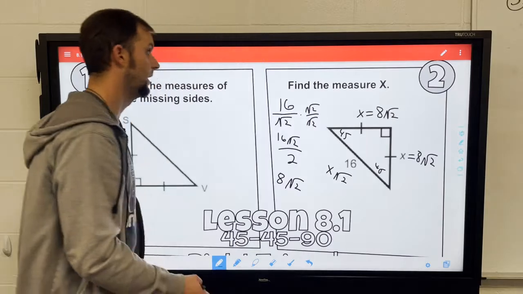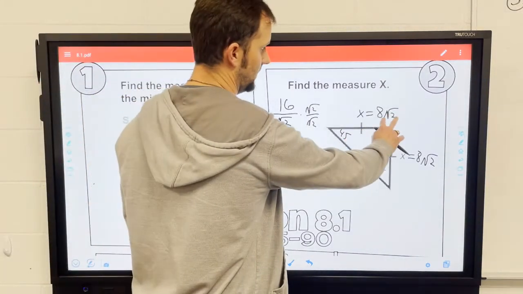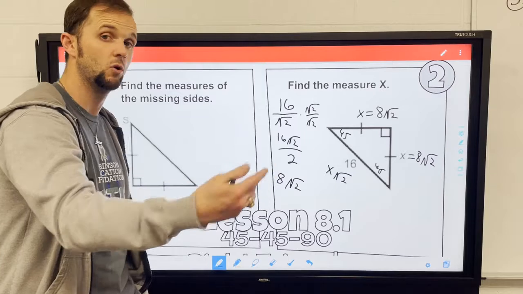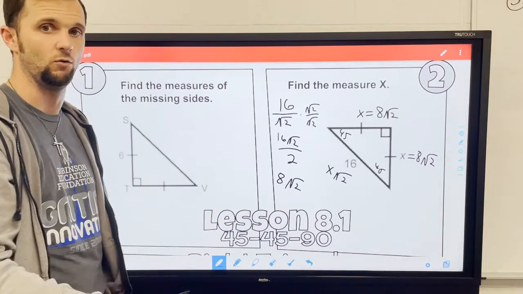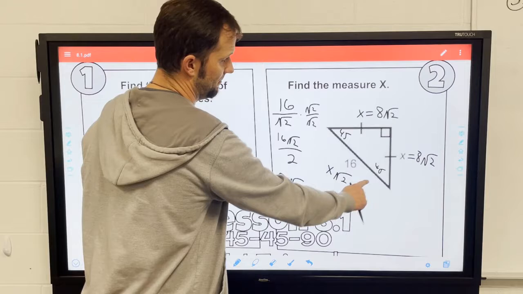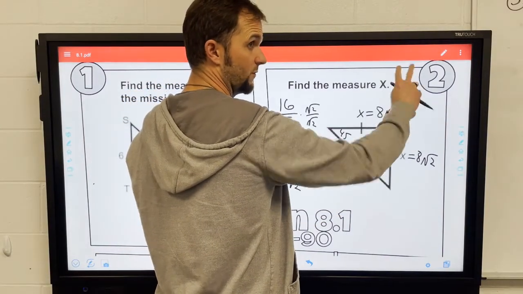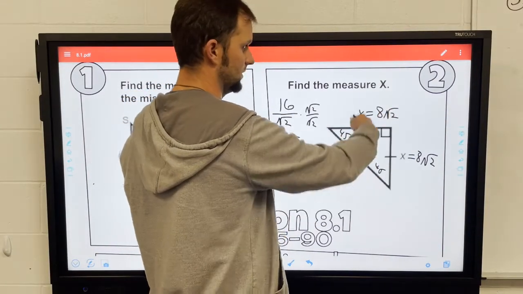Okay? And also, if it asks for a decimal, you could type these into the calculator and it would give me a decimal. But normally, it's going to ask you to keep it in radical form. Okay? And again, I could check my answer. If I multiply by the square root of 2, square root of 2 times square root of 2 would be the square root of 4. Square root of 4 is 2. 8 times 2 would give you 16, so it worked out.